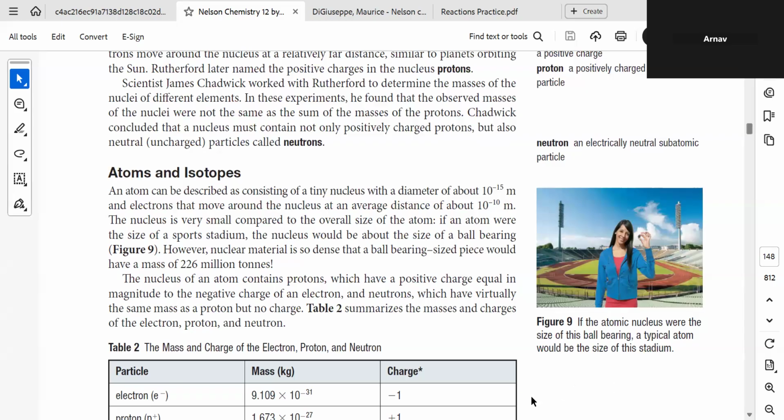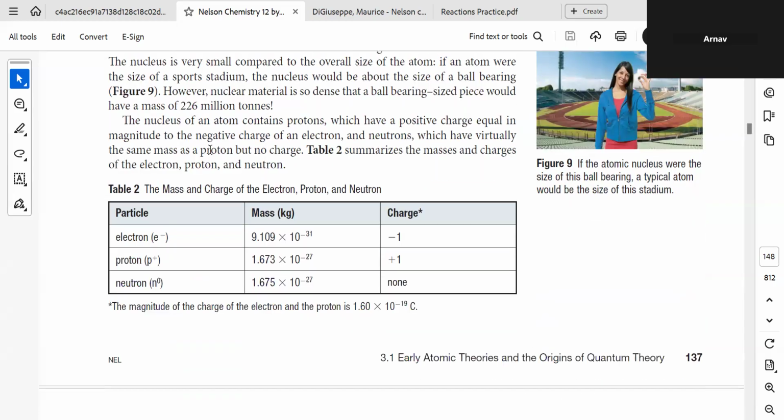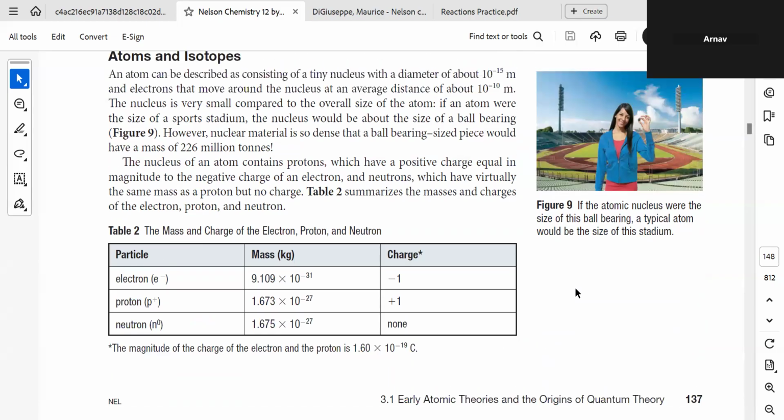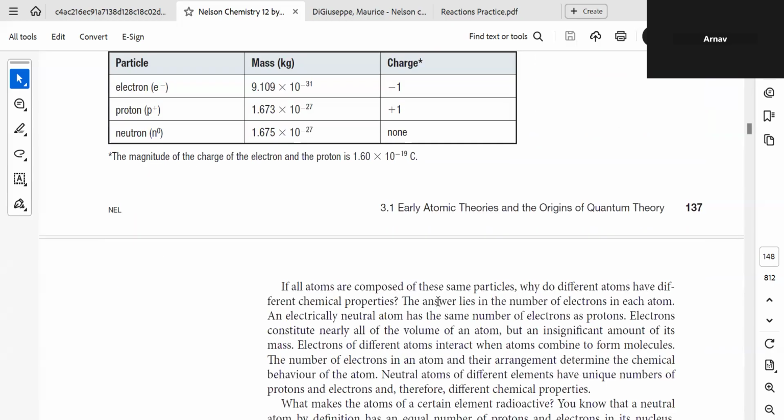Then I want you to take a screenshot of table 2, and you just have to read it later on. Nobody will ask you.